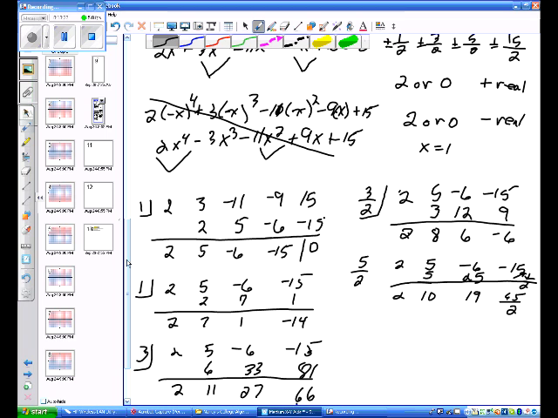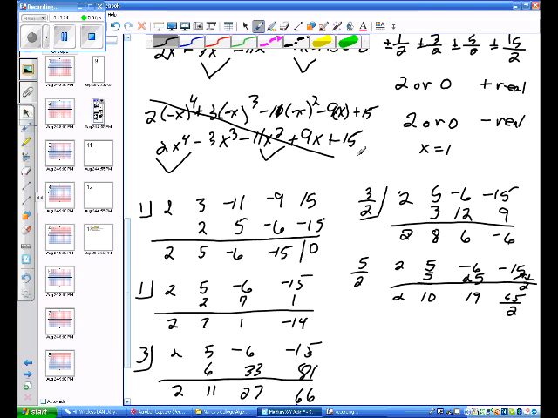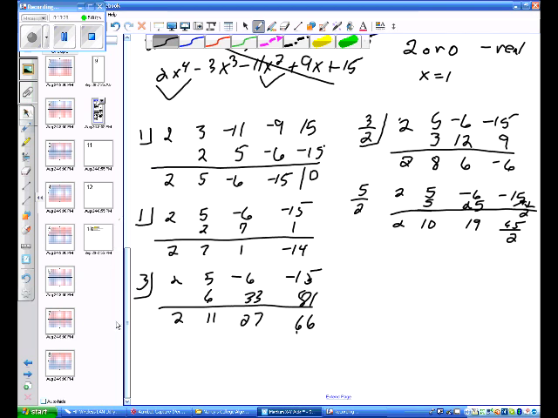So what we're going to do is go back now and try some of our negative numbers and see if we can find a negative root to reduce our equation. We still use the reduced equation.